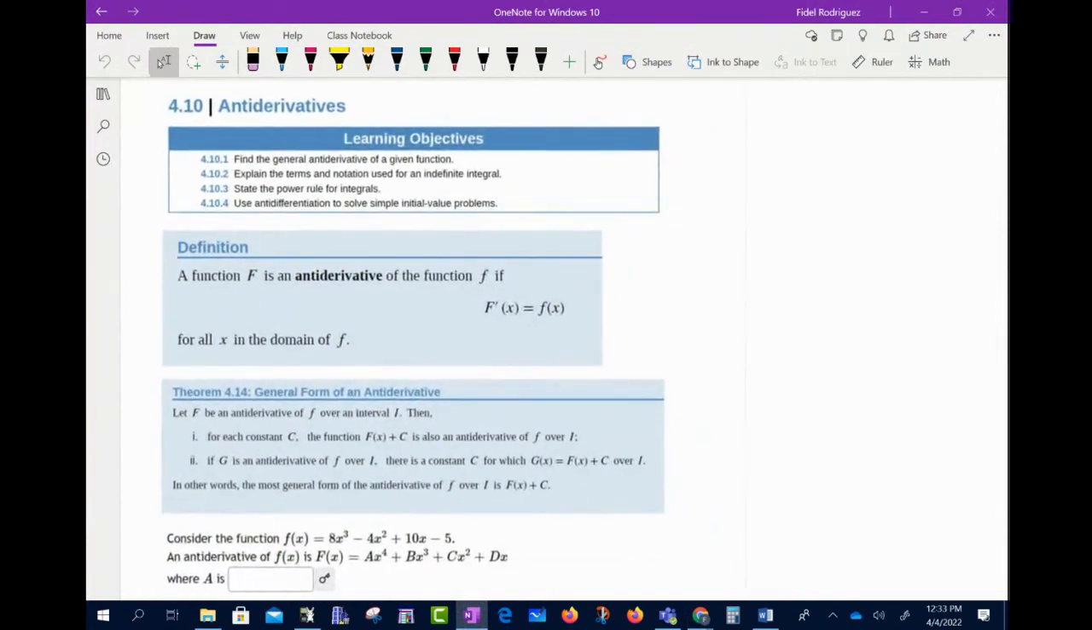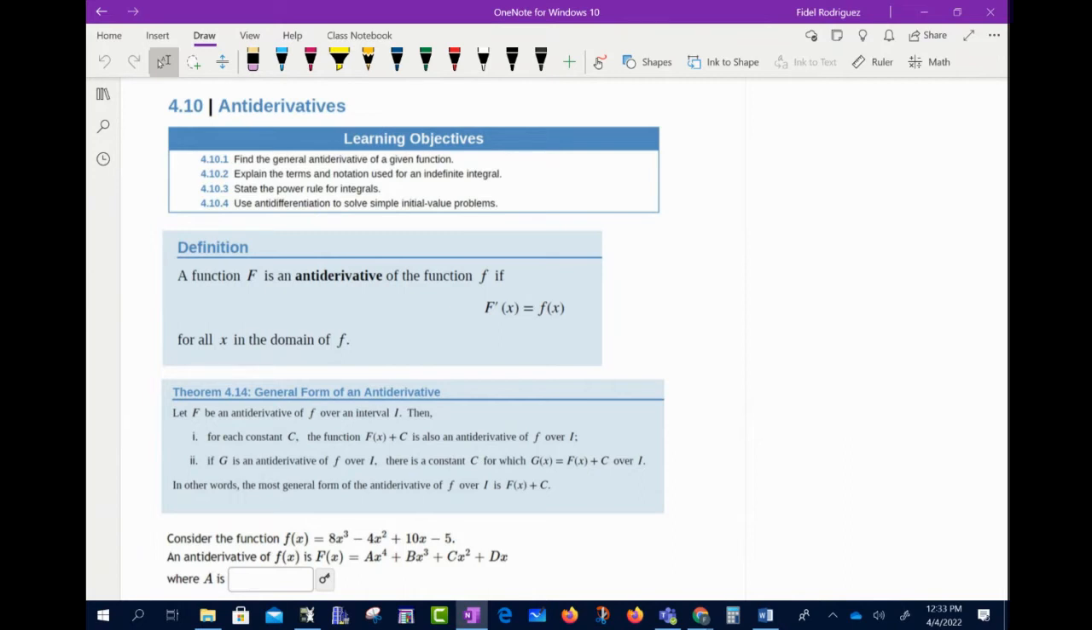So let's see. 4.10 talks about these things called antiderivatives. It says: find the general antiderivative of a given function, explain the terms and notation used for something called an indefinite integral, state the power rule for integrals, and use anti-differentiation to solve simple initial value problems. All right, let's take a look at what we have here.